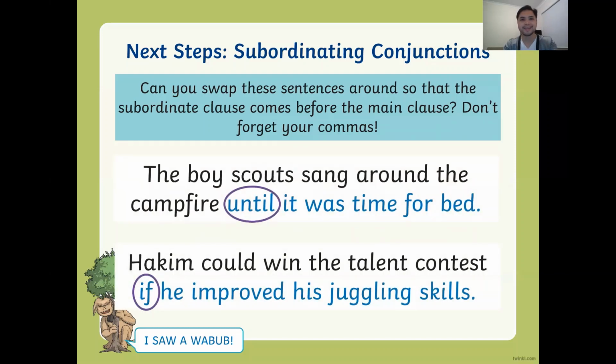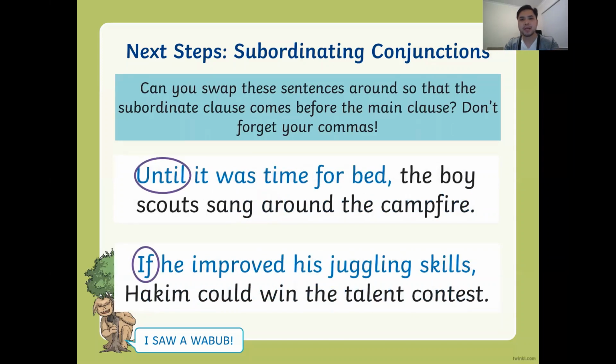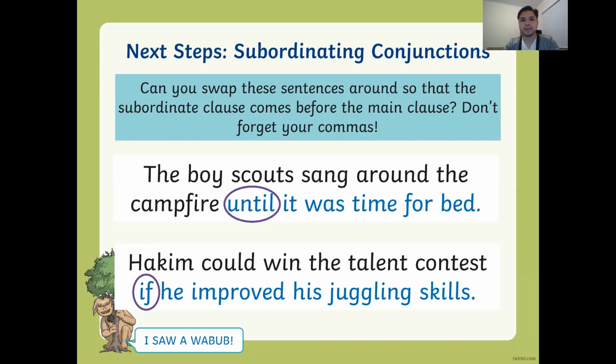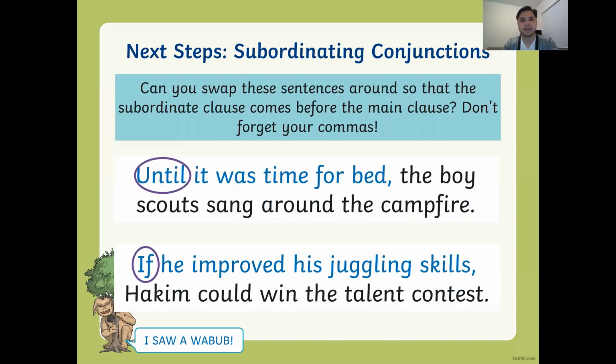Let's have a look at the top one first. The Boy Scouts sang around the campfire until it was time for bed. We read that earlier. Now how would you flip that around so that the subordinate clause comes first? You would write, until it was time for bed, comma, the Boy Scouts sang around the campfire. Now let's have a look at the second sentence. Hakim could win the talent contest if he improved his juggling skills. We looked at that before already. And we can change it to, if he improved his juggling skills, comma, Hakim could win the talent contest.